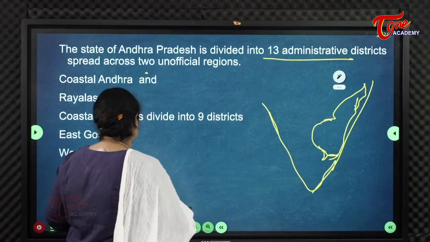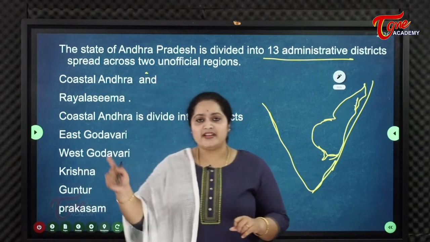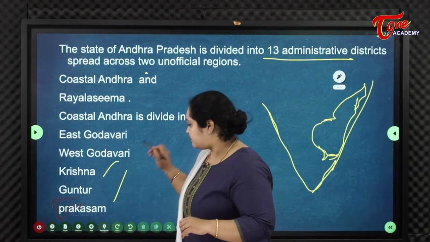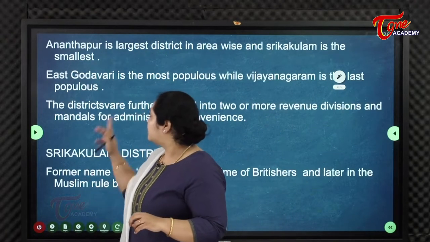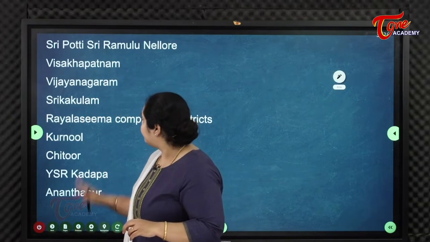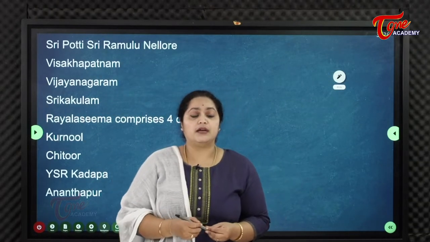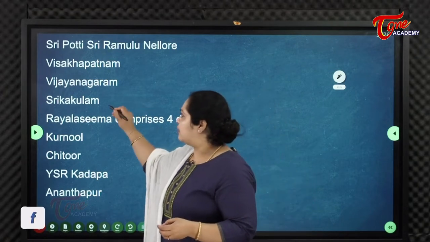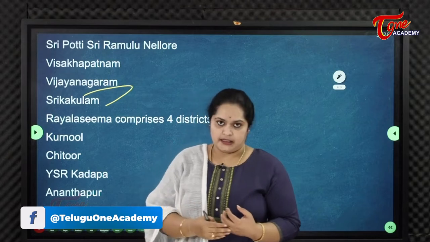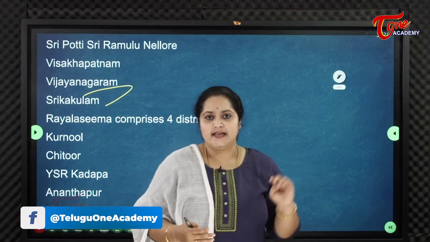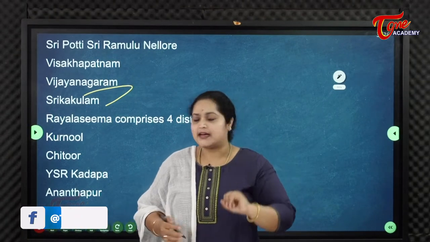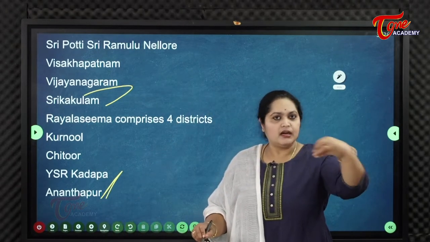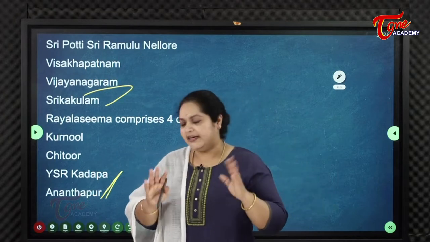Coastal Andhra districts are East Godavari, West Godavari, Krishna, Guntur, Prakasam, Vijayanagaram, Vishakhapatnam and Srikakulam, and Sri Potti Sriramulu Nellore district. Now coming to Rayalaseema, we have 4 districts: Karnool, Chittoor, YSR Kadapa and Anantapur. So this is the unofficial regional division. In total, we have 13 districts.